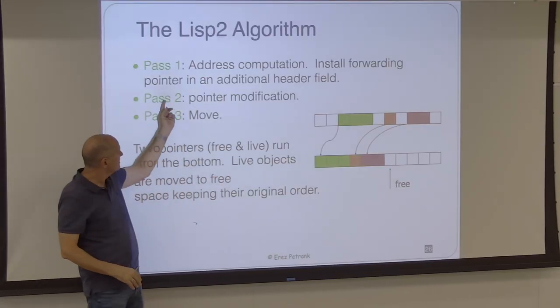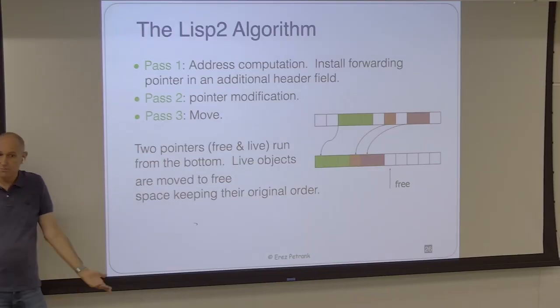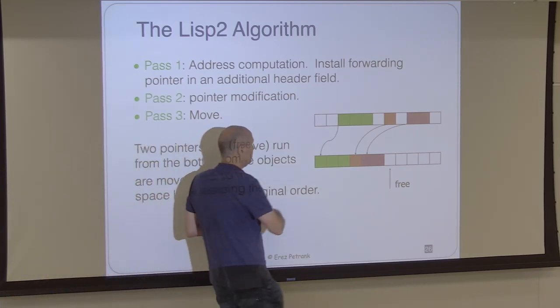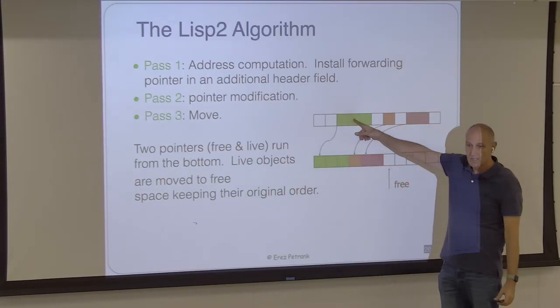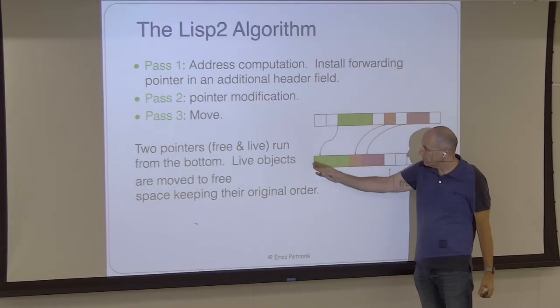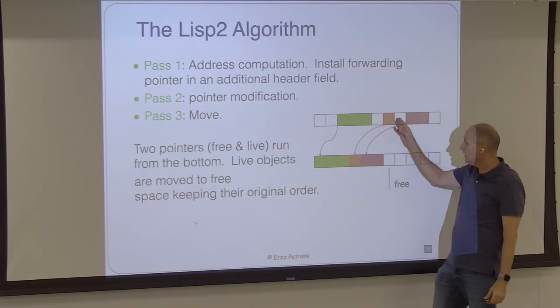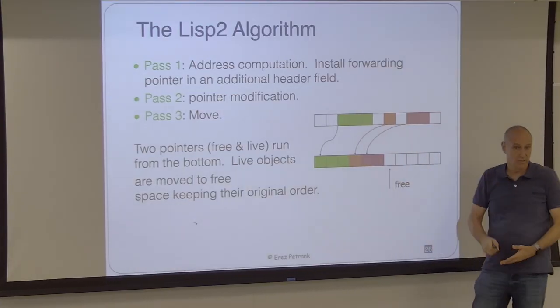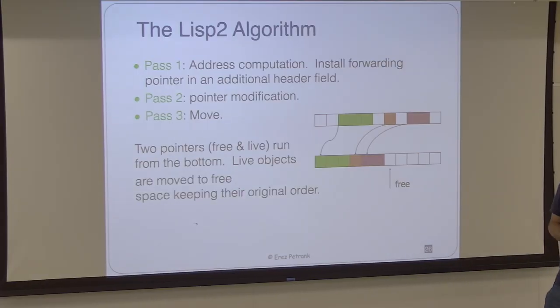Why can't I do the second and third? Why can't I do the pointer modification and move? Yeah, no, I go over the heap. I see a pointer here, I fix it. I finish fixing all of this, I move it here. Then I go to the next. I fix everything here and I move it. I'll do the second and third pass in a single pass.